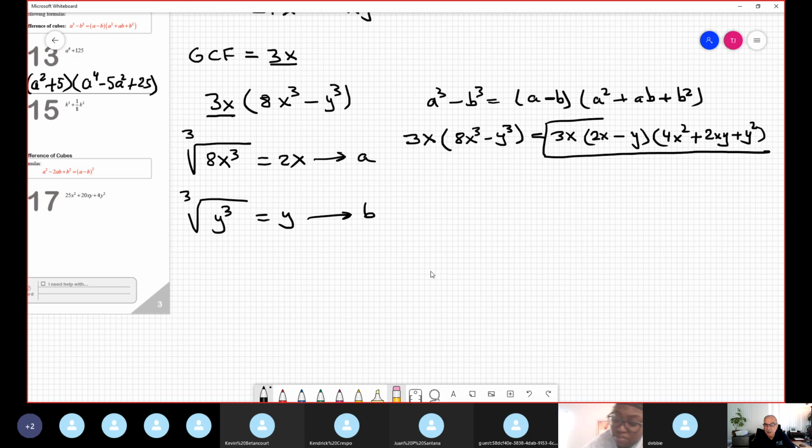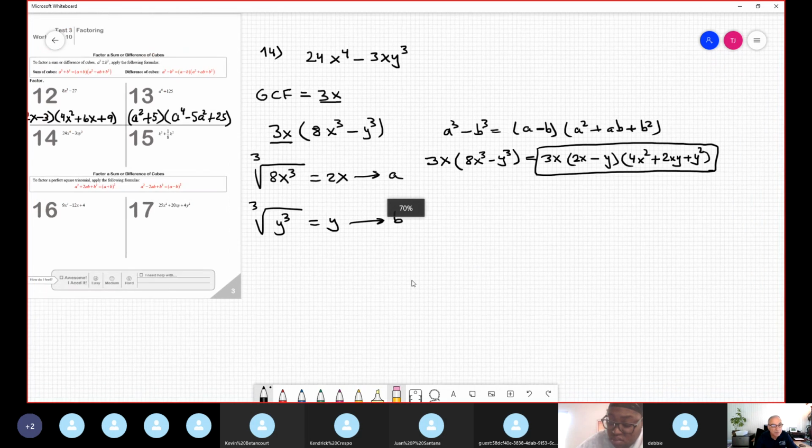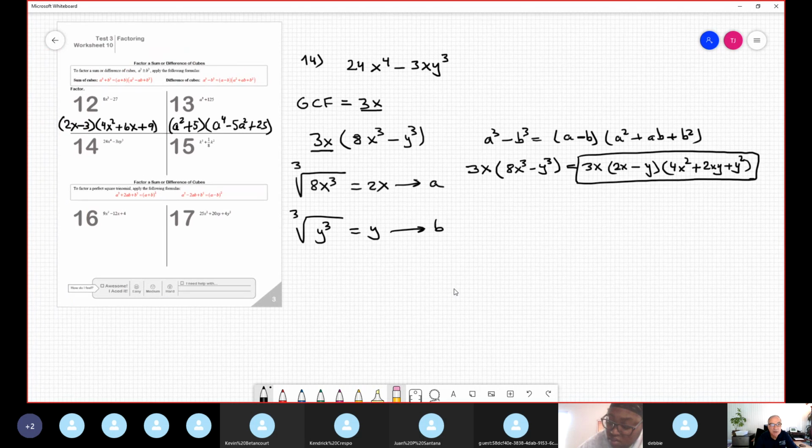In this case, this factorization was the combination of GCF first and after the difference of cubes. It is 3x, let me copy the 3x, that was the expression for the GCF, times 2x minus y, times 4x squared plus 2xy plus y squared. Something like that. Okay, not bad.